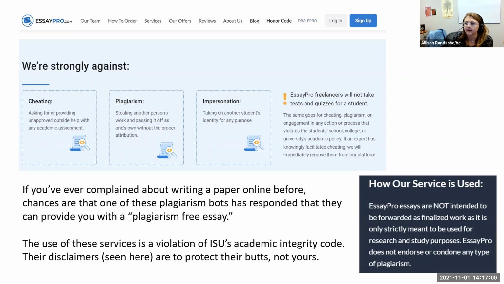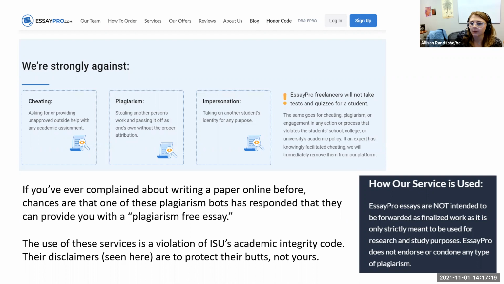That's considered academic dishonesty. They have these disclaimers so that if a university comes to them and says, you're writing essays for all of our students, we want to sue you, they can say, well, no, on our website, it says we don't do that. And if your students are turning these in as final work, that's not on us, that's on them.